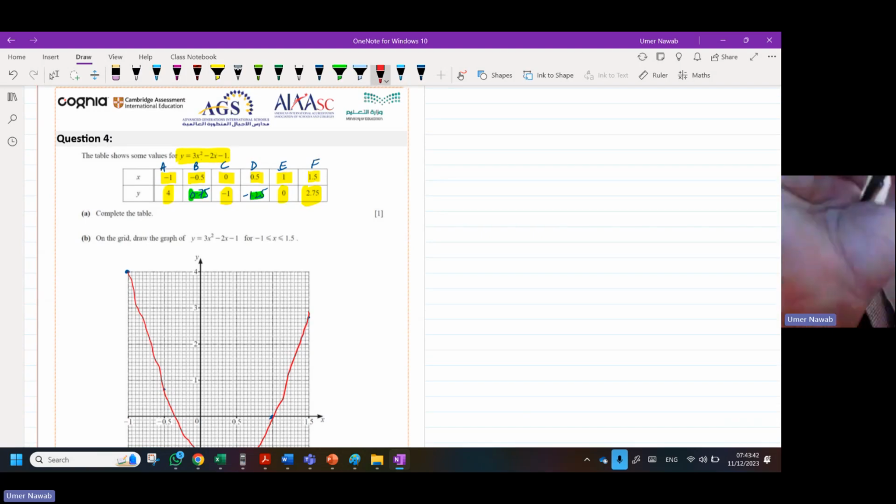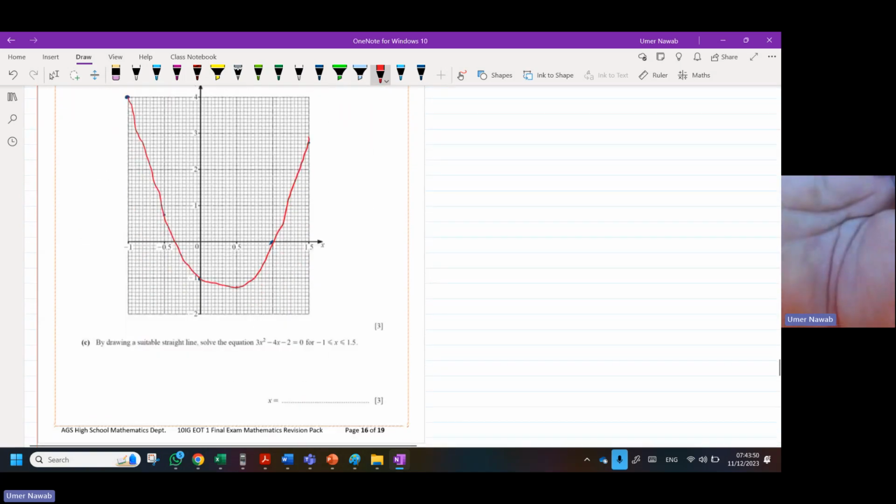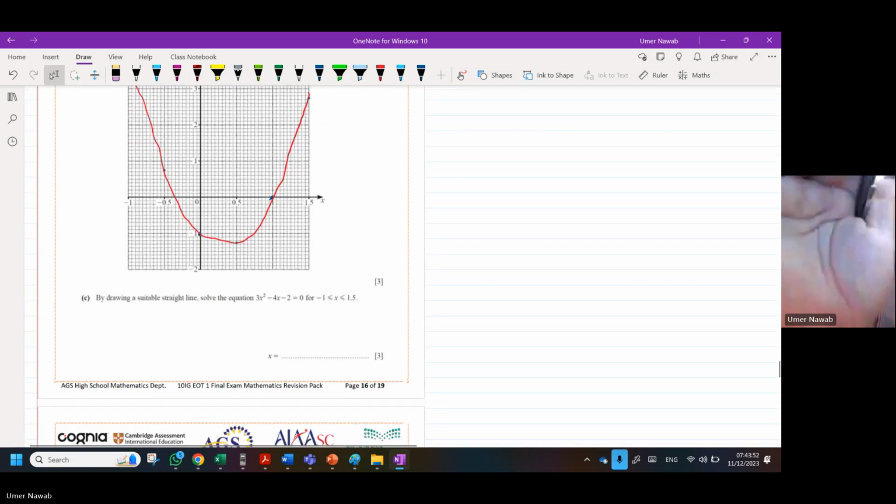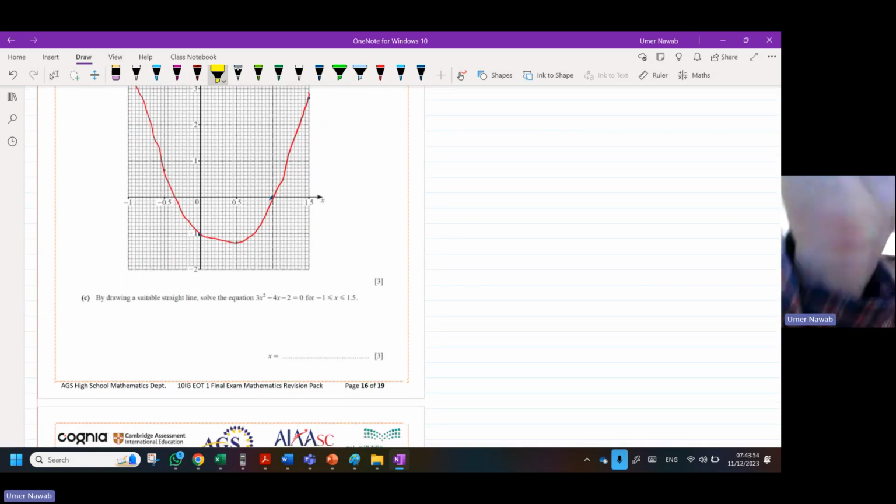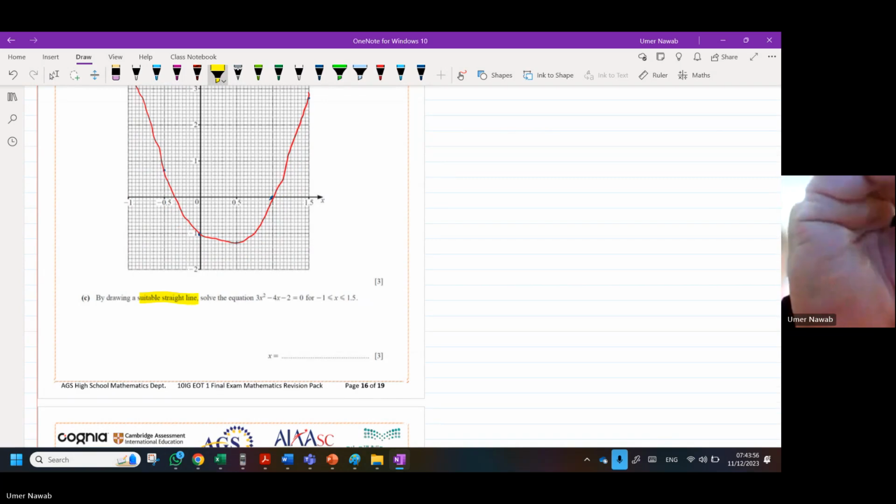It's a quadratic equation. It's not a cubical equation. I don't know why I said it's a cubical. It's squared. It's a quadratic. That's why a parabola is formed. Now he says, draw a suitable line to solve this equation.